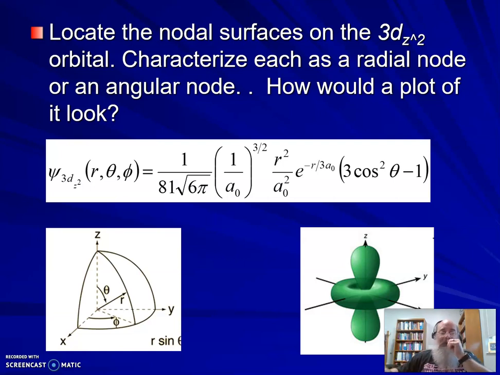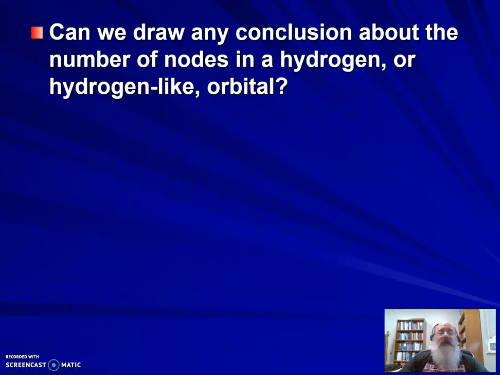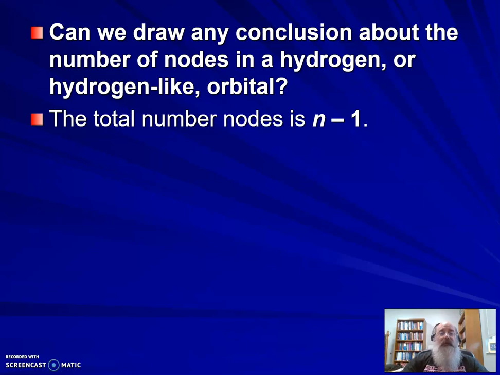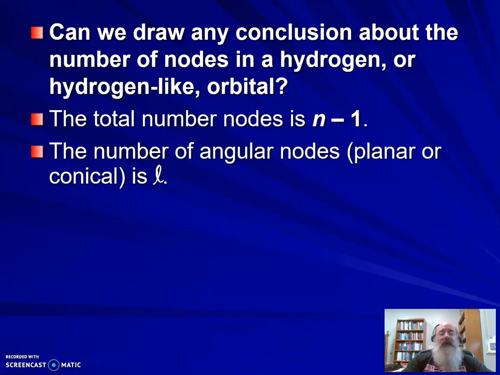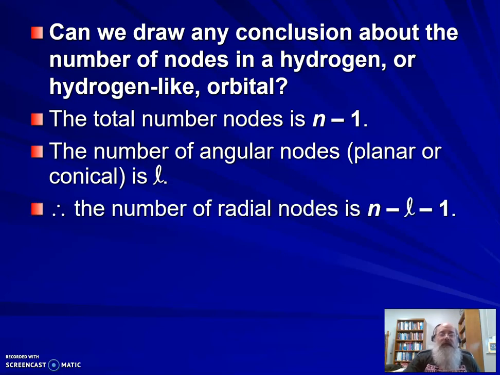So one of the things that we've noticed here that may help us moving forward with these kinds of problems is that the total number of nodes is always going to be n minus 1. So if I have you working on a 4f orbital, there's going to be 3 total nodes. If I have you working on a 7d orbital, there's going to be 6 total nodes. The number of angular nodes that we have, whether they're cones or planes, is going to be L. And then we can do a little bit of math there. The number of radial nodes is going to be n minus L minus 1.